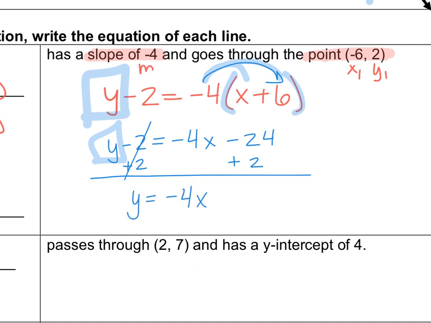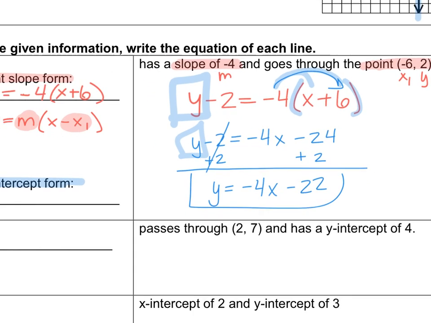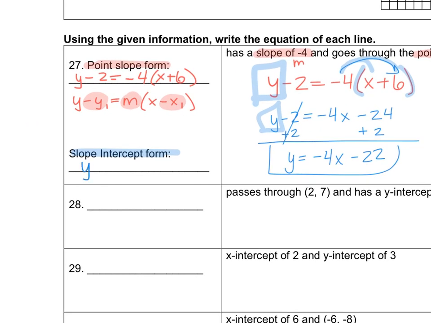Nothing happened to the -4x. And then we have -24 plus 2, which gets us -22. And there's my slope-intercept form: y equals -4x minus 22.